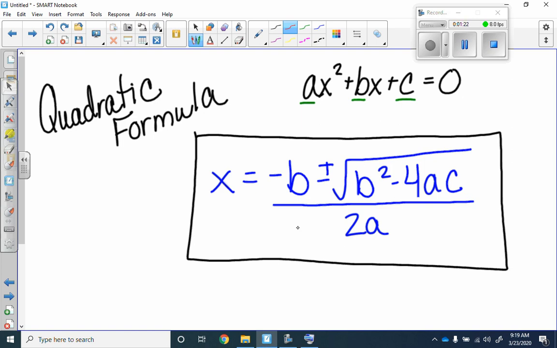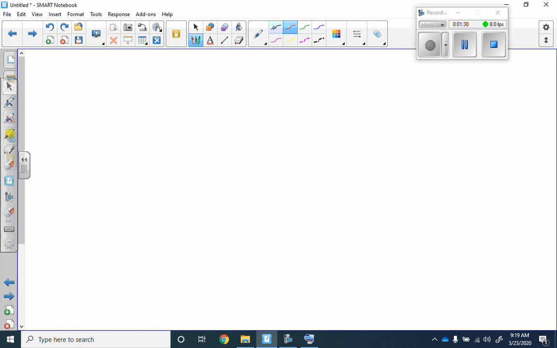So now you should try and sing it to yourself. But I'm going to show you with a couple examples real quick of how you can use the quadratic formula to find your solutions as well.